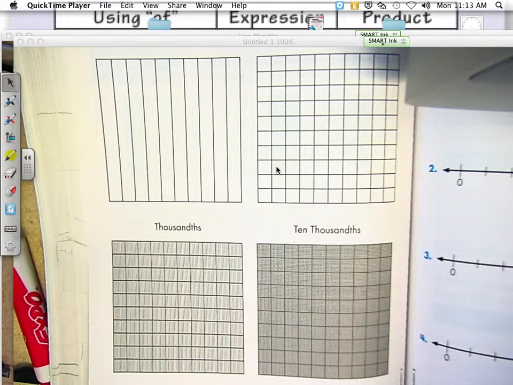Shade in 1/10 of the first garden with watermelon. And let's say that I shaded in 1/10 of the next garden, the second garden with watermelon, and the third garden with 1/10 watermelon. Okay?